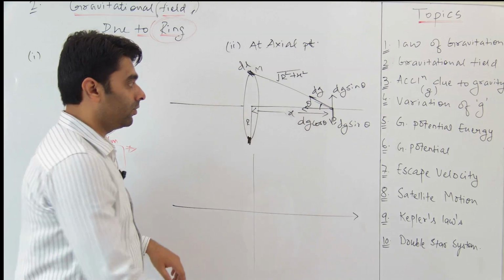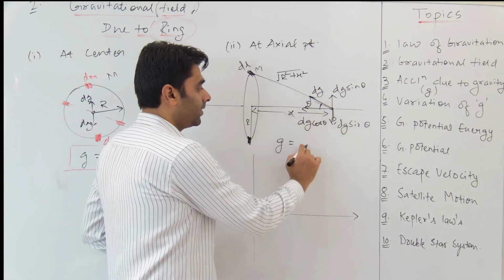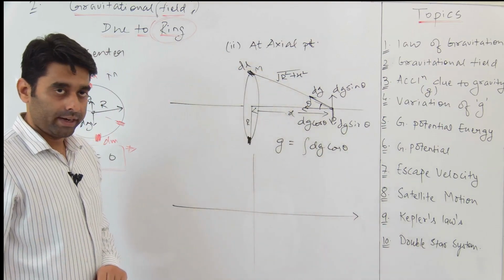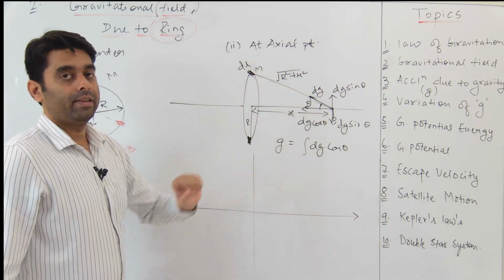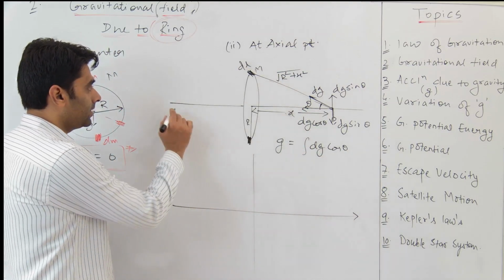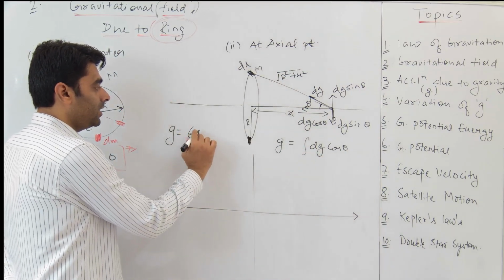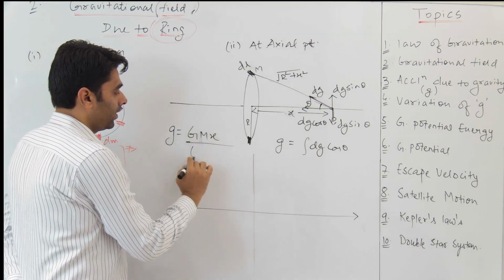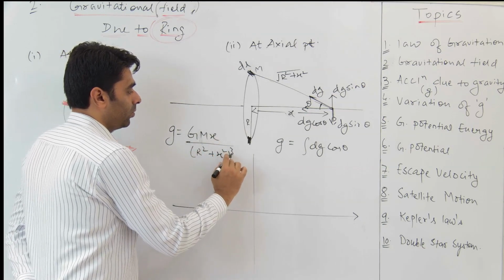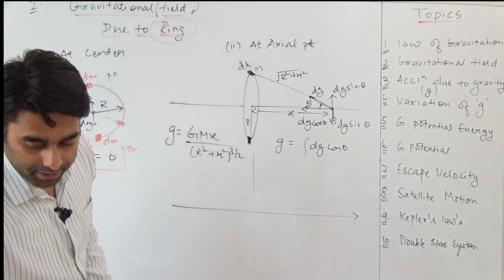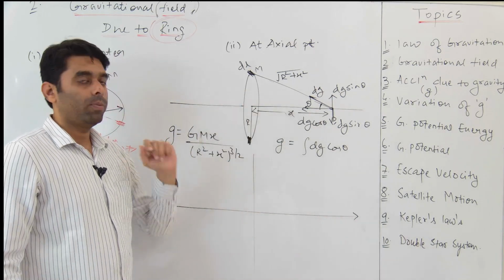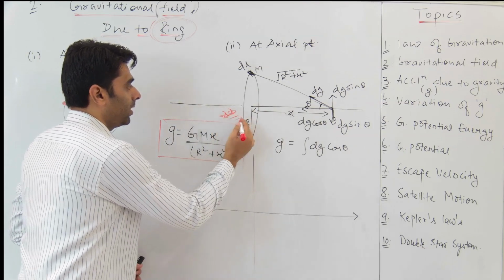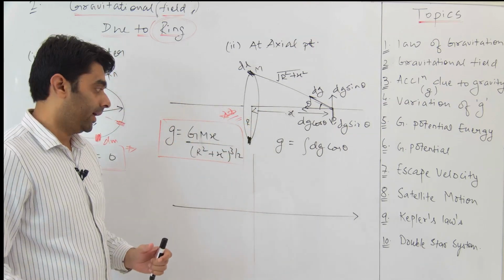Now to find the gravitational field, this dg cos theta is integrated for the whole ring. Once we integrate this, the result that we finally get is g equals GMx by (r square plus x square) whole power 3 by 2. The gravitational field at an axial point due to a ring is GMx by (r square plus x square) whole power 3 by 2. This result should be there in your mind.